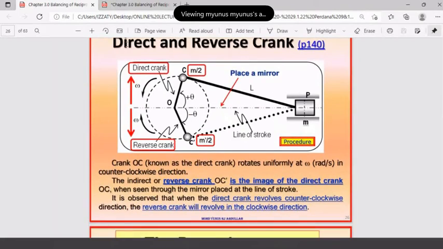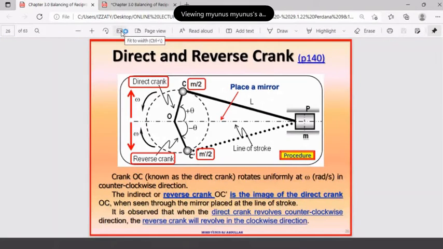This is the procedure of how to balance the radial and also the engine. It is not very difficult, but once it sticks in your head, inshallah, you can use it as your knowledge to solve any part of the problem related to this. So look at here, direct crank and reverse crank. This one is direct and reverse.